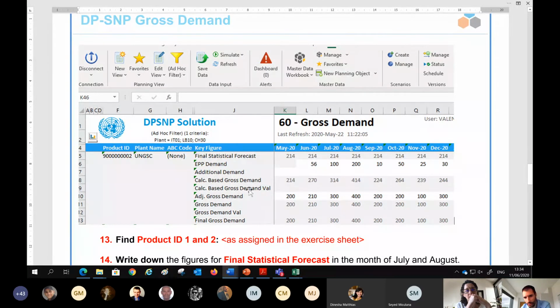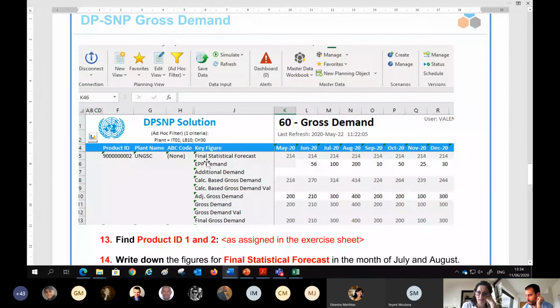And then as calculated base gross demand value, we will have the amount in dollar value, right? Because the system will get the unit price from the other template that we saw, and multiply it to give you the value. This one is empty because we didn't have a price at the moment we took the screenshot. So these are the three components, and they go to calculated base gross demand. That is the initial. Is this understood? That calculated base gross demand will have the three elements. Is this clear?